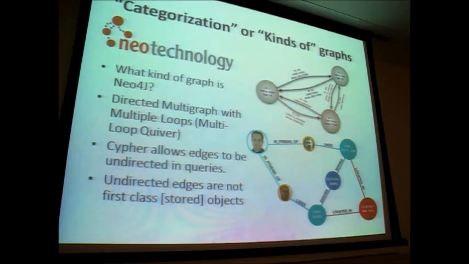And the classic example is the friend. Matter of fact, this diagram doesn't even show directionality here, but if you were modeling this in Neo, there'd actually be a direction on this. But Cypher would let you query that. So technically, undirected edges are not first-class stored objects in Cypher, or in Neo.